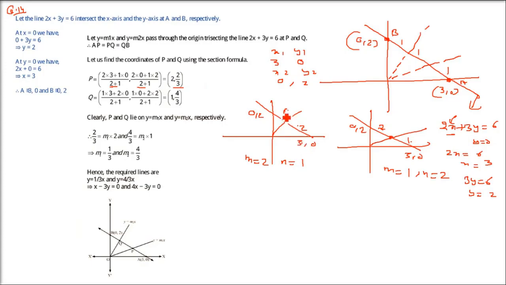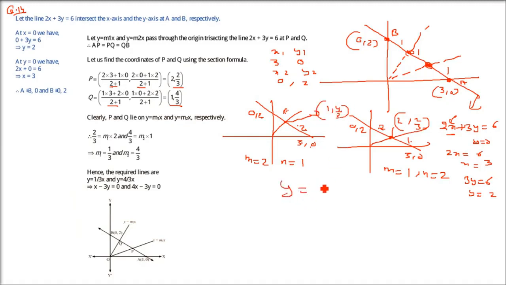So 2 into 0 plus 1 into 3 by 2 plus 1. This is 1. And you have 1 into 0 plus 2 into 2 by 2 plus 1, 3. So it is 4 by 3. So we have 2 points. The first point, second point, we got it. So these are the points. So let me just write the points here. This one is 2, 2 by 3. And this point is 1, 4 by 3.